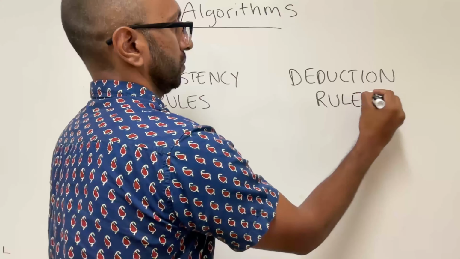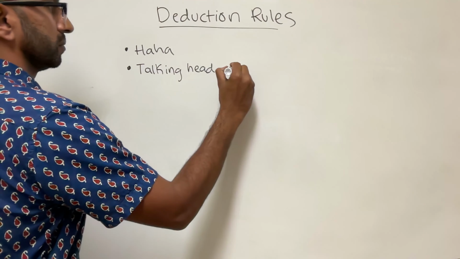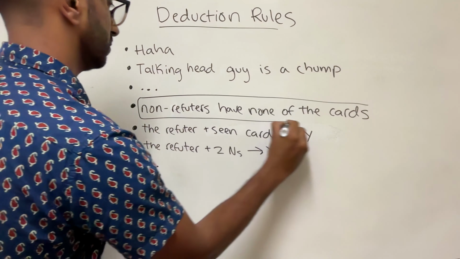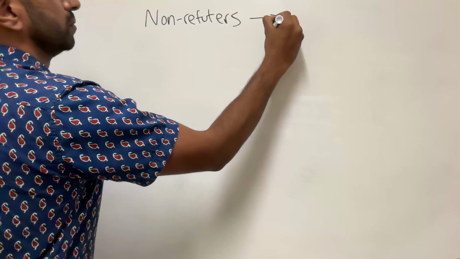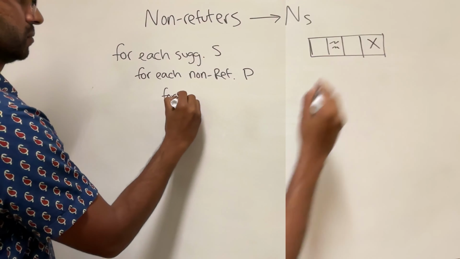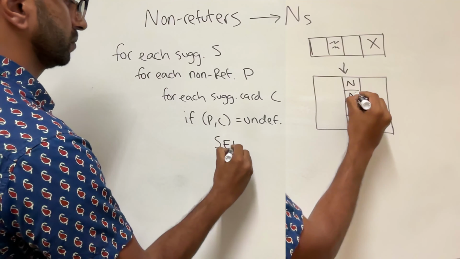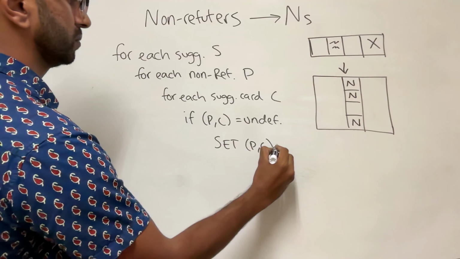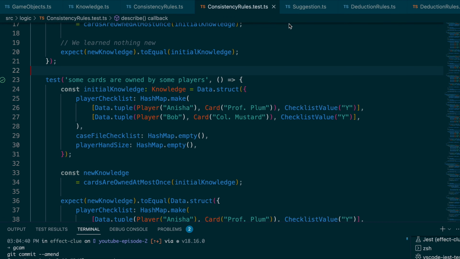Okay, so finally we can jump into deduction rules. Doing our homework, the previous video says. So our list of deduction rules is as follows. Let's first start with the super easy deduction rule that non-refuters don't have any of the cards. When we're going through the suggestions, for every player we find who passed on refuting, we should go through all the cards in that suggestion and set that player's ownership to N in the player checklist. And that's it.